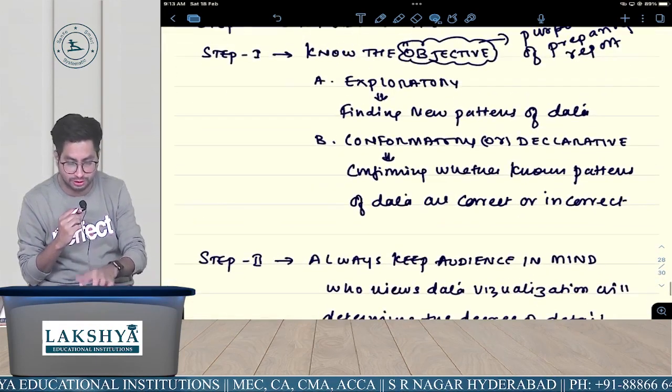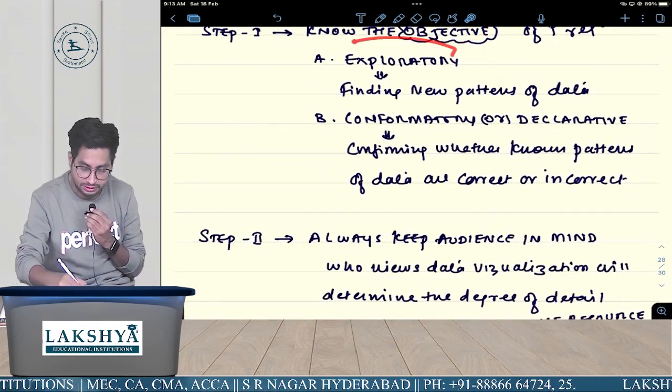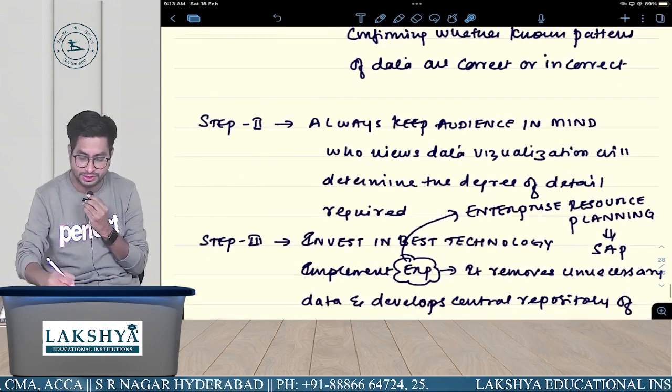Steps in data visualization: know the objective. How many types of objective or purpose? How many purposes will be there? Exploratory, confirmatory. Confirmatory is also called as... what is the step number 2?